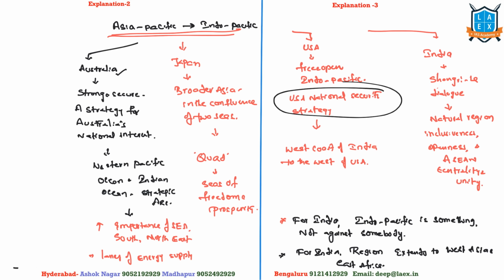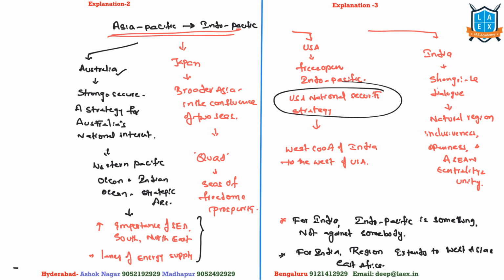For Australia, Julia Gillard spoke about strong and secure. It means it is a strategy for Australia to serve its own national interest. Australia is looking at the increasing importance of the Indian Ocean and the Pacific Ocean. The reason is that many of the important energy lines run through the Strait of Malacca, etc. And added to this, in this century, ASEAN has become a very strong economic force. Based on this, it has called it the Indo-Pacific.